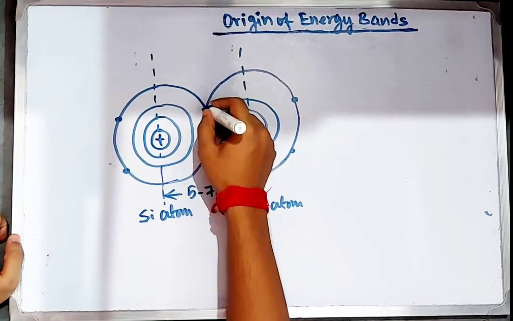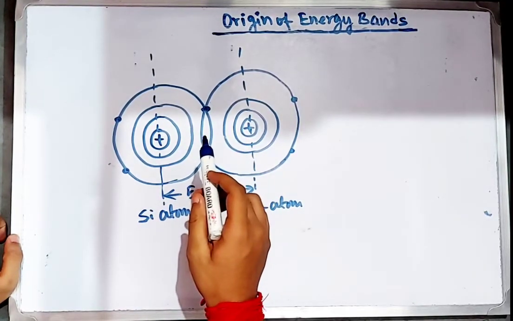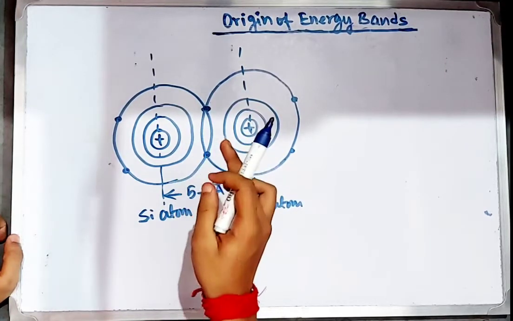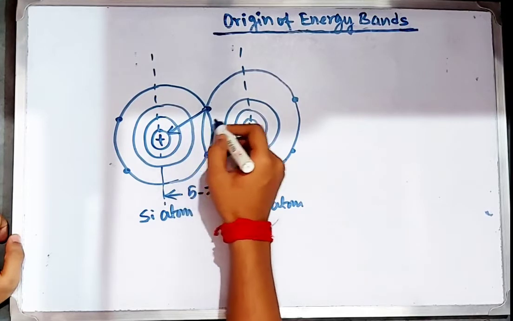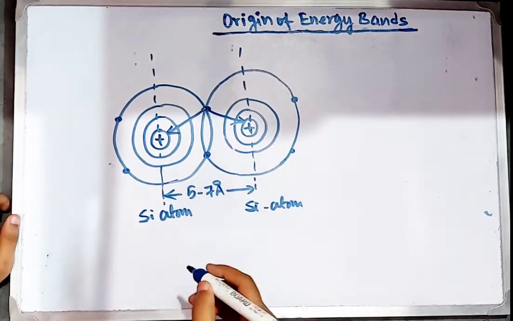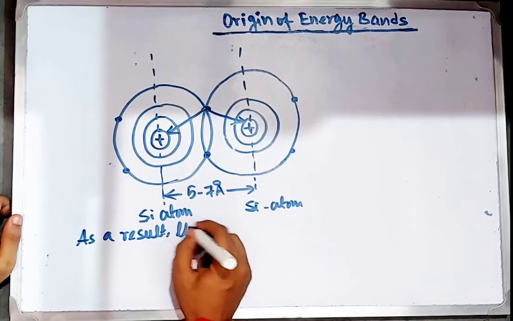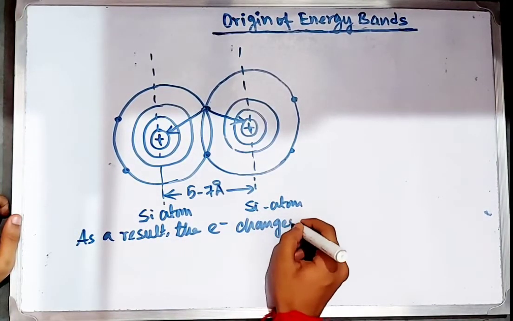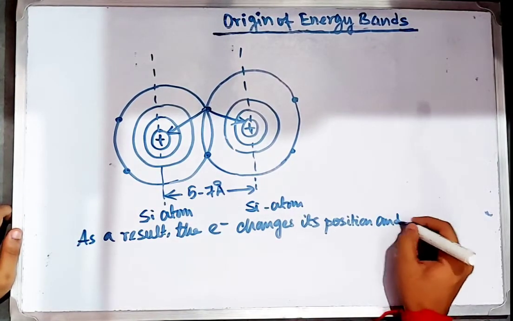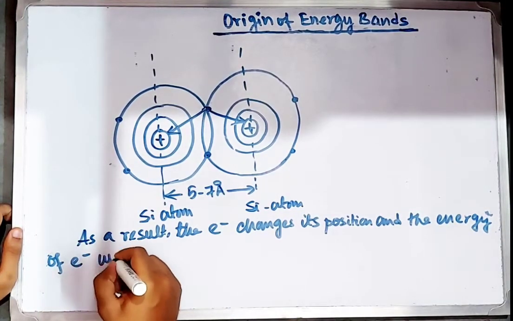So if I talk about the forces acting on this electron, then in case of an isolated atom, the electrons in the outermost shell were experiencing a single attractive force by one single nucleus, but this time this electron is getting pulled by the two nuclei of both of these atoms. So as a result, the electron changes its position, and the energy of the electron will differ.